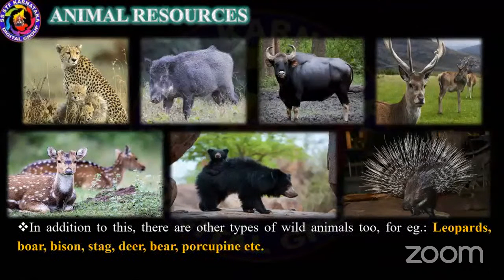In addition to this, there are other types of wild animals too. For example, leopard, boar, which means pig, bison, stag, deer, porcupine, etc. These are the other important wildlife animals which are present in the forest region of Karnataka.